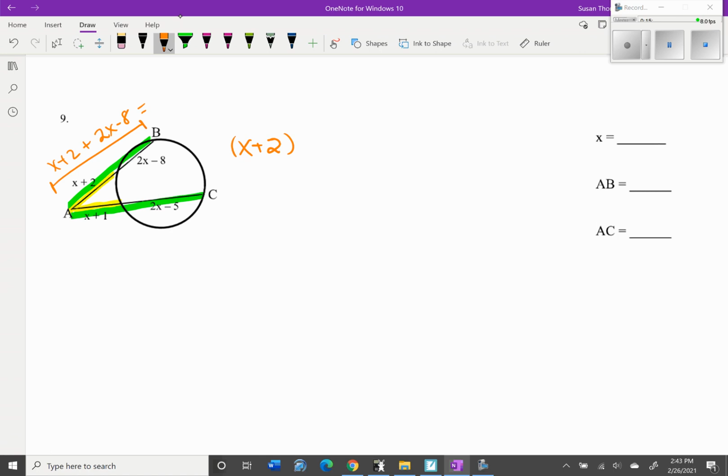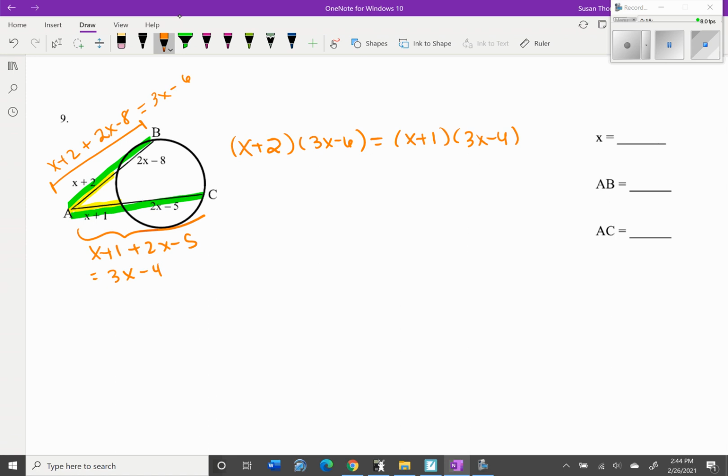So when we combine like terms, we get 3x minus 6 equals the outside, which is x plus 1, times the whole, which is x plus 1 plus 2x minus 5. So that gives us 3x minus 4. So again, the outside times the whole equals the outside times the whole.